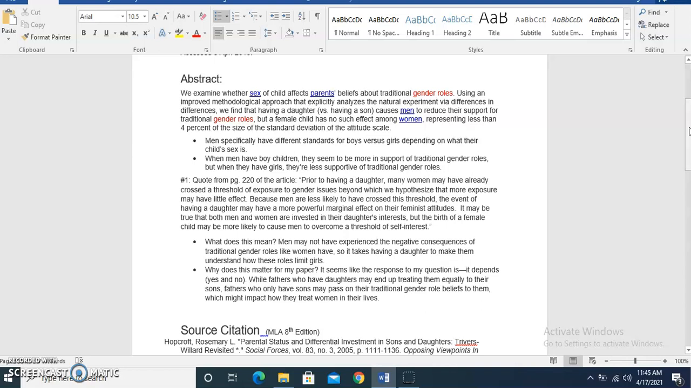Again, I kind of explain this a little bit more. When men have boy children, they're more supportive of these traditional roles. But when they have girls, they're less supportive. So then I found a specific quote that I thought was pretty good that kind of explains this, right?